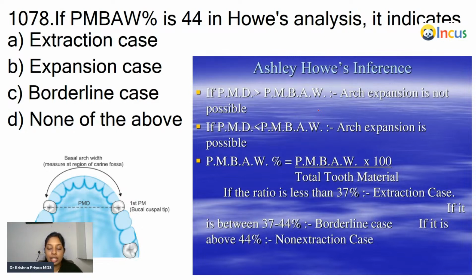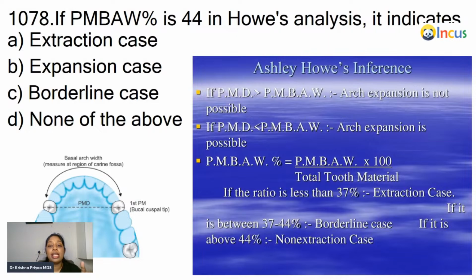If the ratio is less than 37%, it is an extraction case. If it is between 37 and 44, then it may be a borderline case. But if it is over 44%, then it is a non-extraction case. What they are saying is that if the basal arch width is smaller when compared to the premolar width, then arch expansion is not possible because the basal arch bone is already properly expanded and in position.